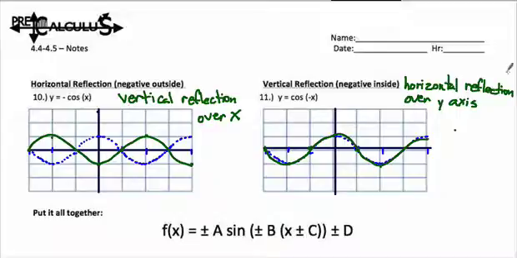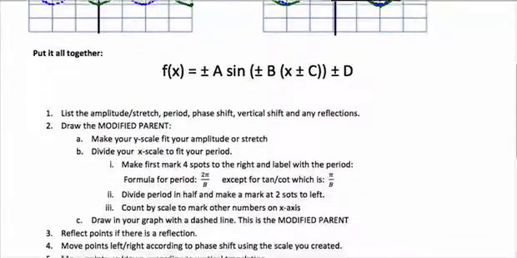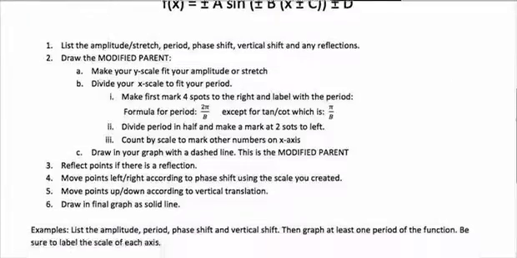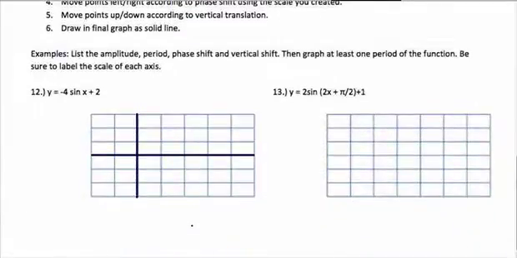All right, so now let's pull all this together. And I've taken the time to write out notes of every step here, and also put our function and what it looks like right there. So list the amplitude, stretch, period, phase shift, vertical shift, and any reflection. So we're going to go ahead. First step is to actually list all of these things. So I do have an amplitude here because this is sine and not tangent. My amplitude is 4. This negative out front doesn't affect the amplitude.